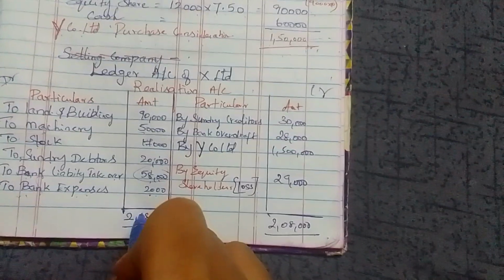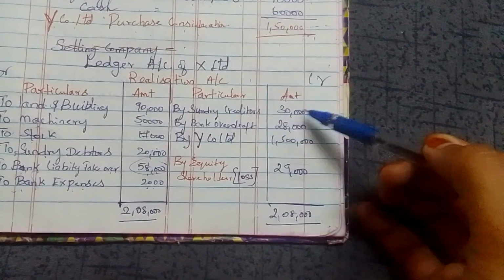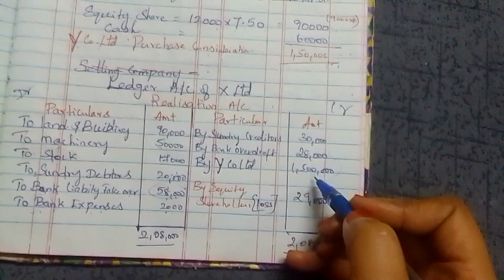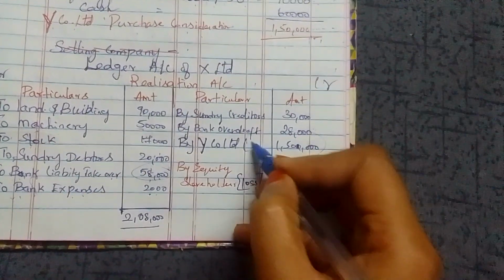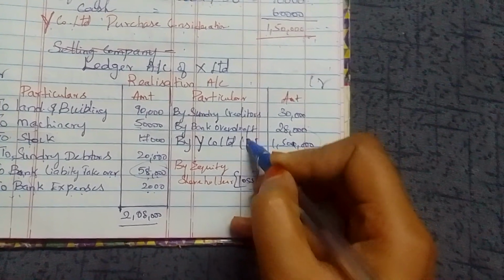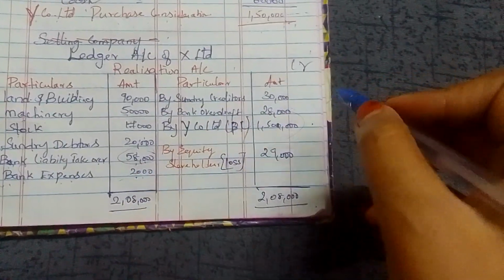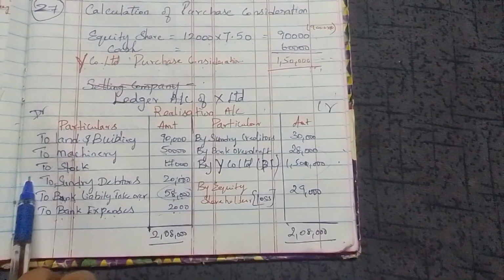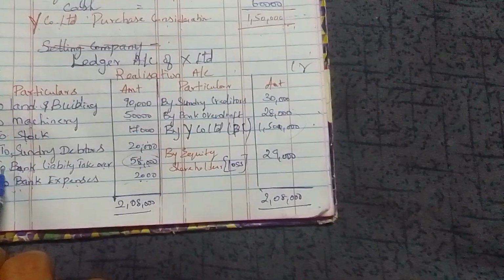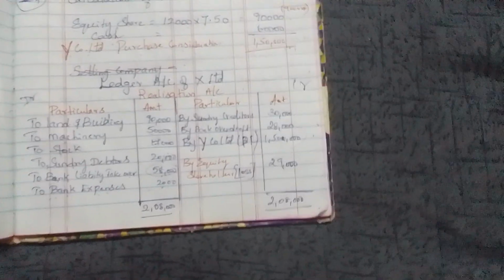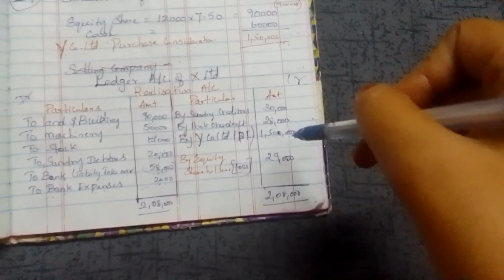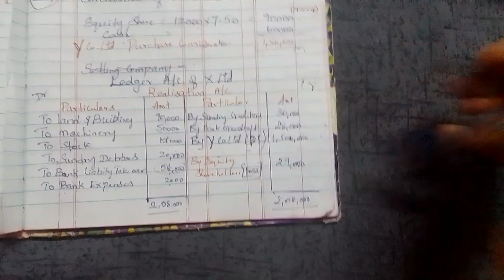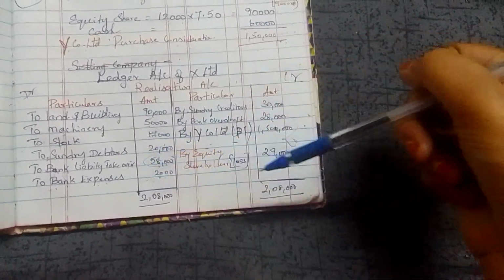So we will tally the debit side. Now on the credit side, the liability values, creditors and bank overdraft, we have to mention. Y's purchase consideration is 1,50,000. Now we are going to tally up. In the realization account, if the difference comes on the debit side it will be a profit, but in this question it is coming on the credit side, so the equity shareholders are in a loss of 29,000. If you tally both sides, it is 2,08,000 and 2,08,000.